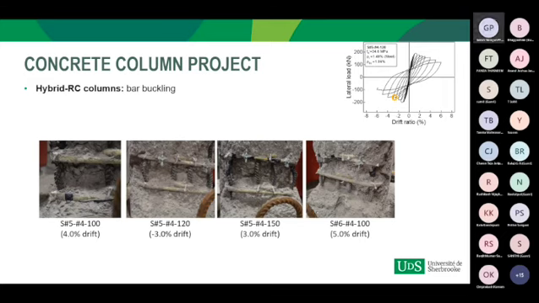So the increased drift cycles caused deterioration of the concrete core, leaving the longitudinal steel bars unsupported between the two transverse reinforcements, which led to the buckling of the steel bars in compression in all the columns. This happened earlier in the column with higher spacing, like 150, because the spacing is high and there is a large distance between the two stirrups, so that's why the buckling occurred earlier in this case.